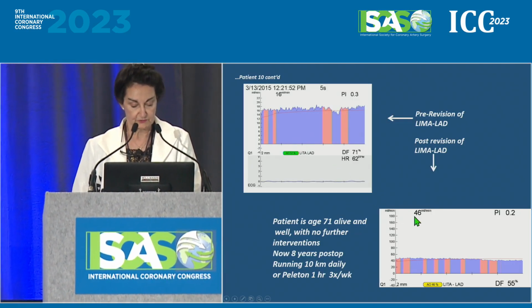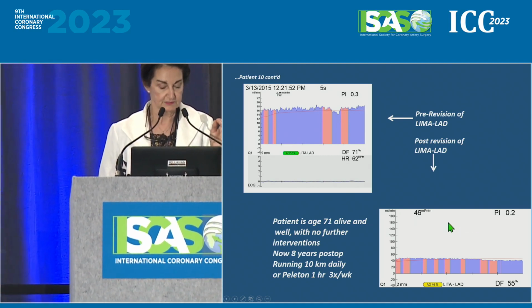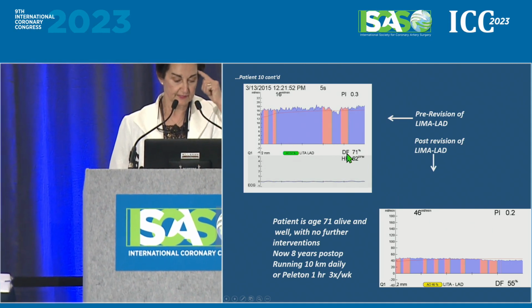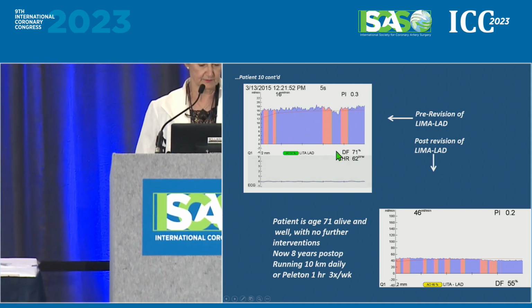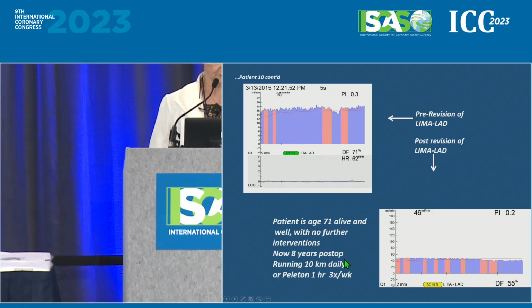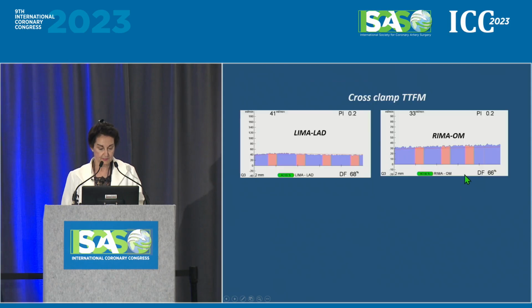So in retrospect, if you look at 46.2, the LAD is a huge vessel. It's 2/3 of the blood supply of the left heart. So I should have had a bell go off in my head when I saw 16, because that's not enough for a Lima to LAD. And this patient is 8 years post-op, running 10 Ks a day and doing his Peloton 3 times a week.